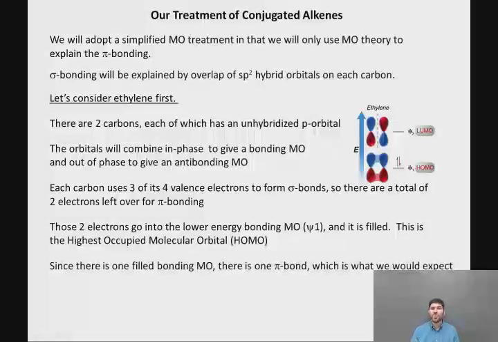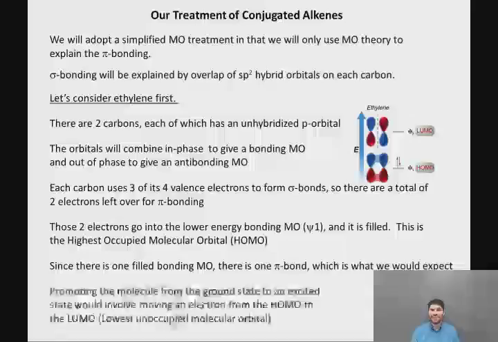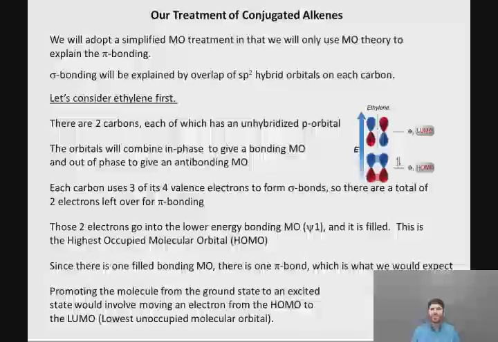So since there is 1 filled bonding molecular orbital, there is 1 pi bond, which is what we would expect for ethylene from valence bond theory. So relating this back to spectroscopy, moving a molecule from the ground state to the excited state involves moving an electron from the HOMO to the LUMO.